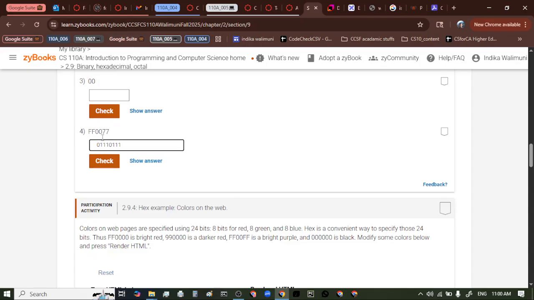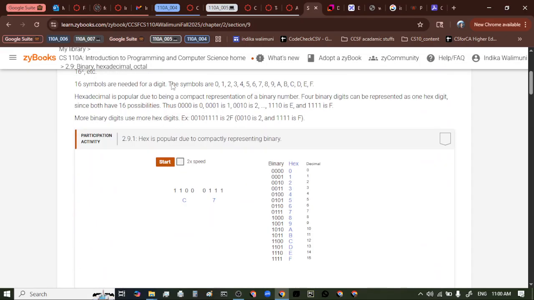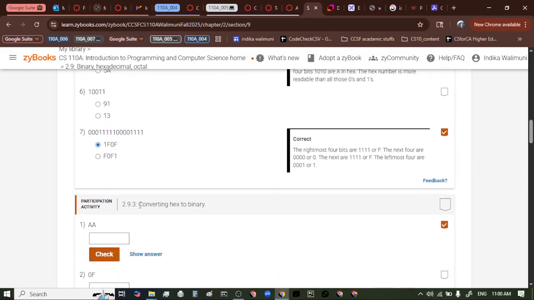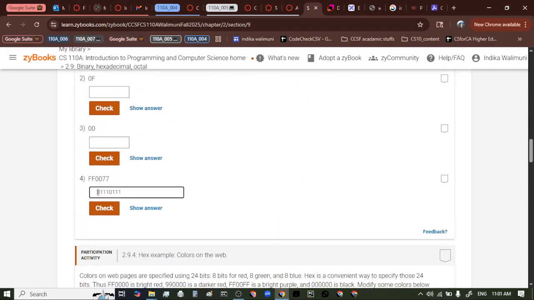All right, see that? 0 is 4 zeros, right? The group is 4. So we're going to write 4 zeros twice, right? 0, 0, 0, one more, and again, 4 more zeros, right? 0, 0, 0, 0.